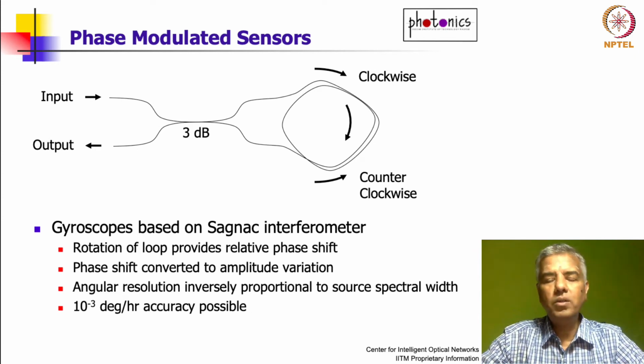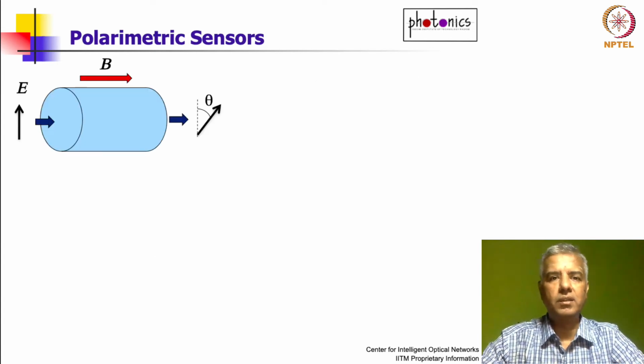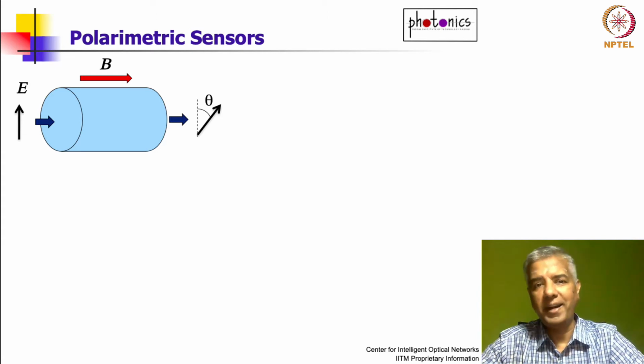So let's move on to one more type of sensor. Now let's look at how polarization, the light polarization, can be used to sense some physical parameter. Okay, so let's go into what are called polarimetric sensors. To explain this, I'll have to explain something that's called the Faraday effect. So what is the Faraday effect?